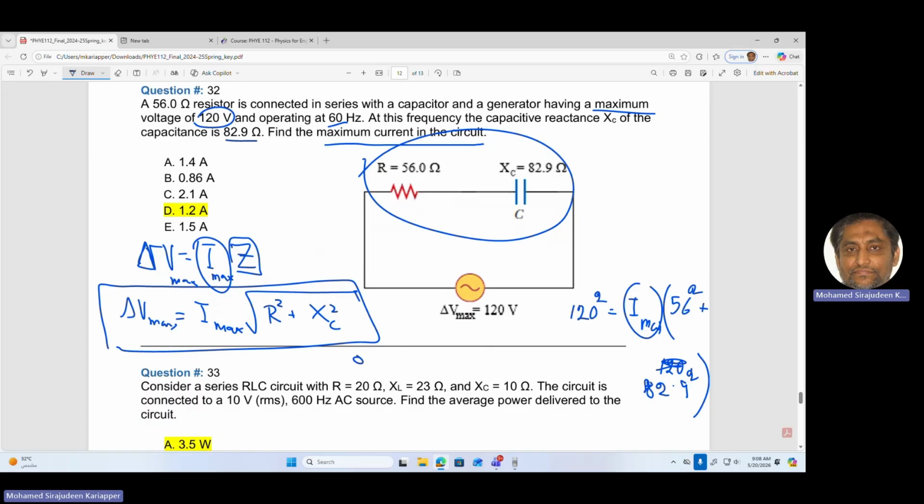Can you do it on your own and check whether you get the correct answer? Delta V is 120. R is 56. XC is 82.9. Do it in solving mode. Type the equation.